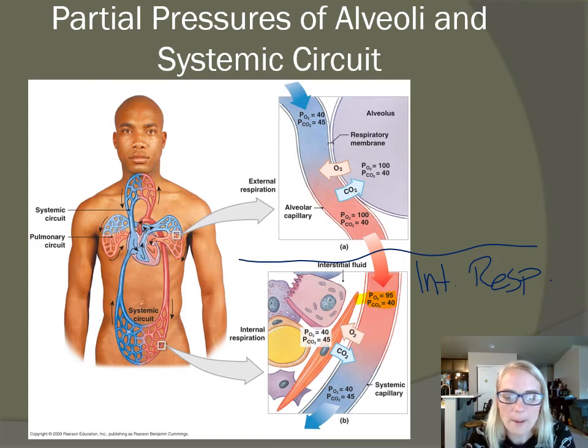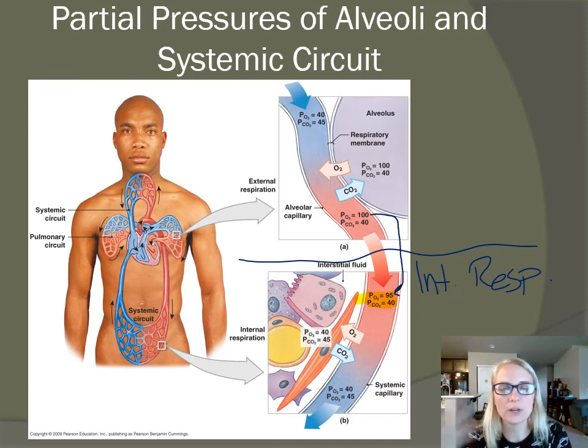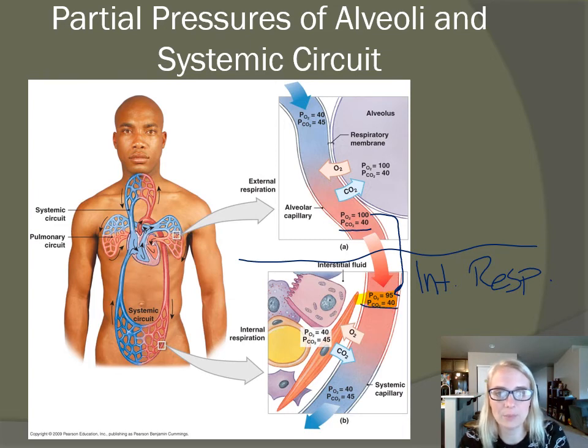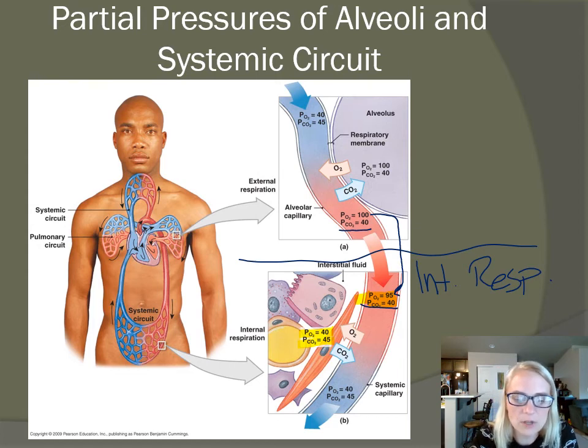Our partial pressure of 100 goes to 95, and we just talked about why that is, the drainage of the systemic vessels and capillaries to the pulmonary vein. But our CO2 stays the same, so it's 40 leaving the pulmonary capillary, and it's 40 coming into the systemic capillary. So it's 40, 40 by the time you get to your tissues. Now, if we take a look at our tissues, we have the O2 of 40 and the carbon dioxide of 45.